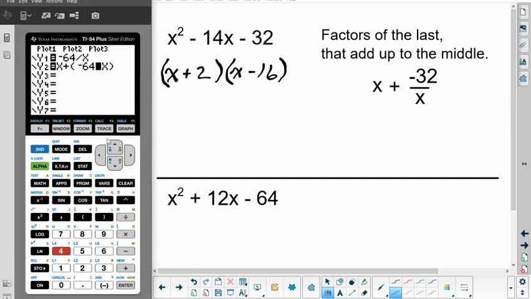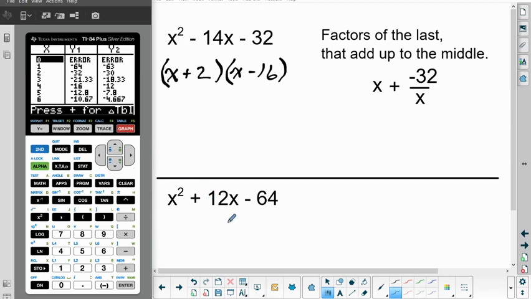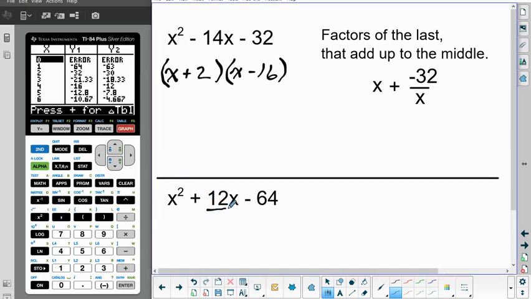So I'm going to go to the table again. Remember, it's the second function of the graph button. And I'm looking for a sum of 12. Well, if you'll go down here with positive 4, I have negative 12. I want a positive 12, though. So I'm going to go up. All right, see, I'm into the positives now up here.